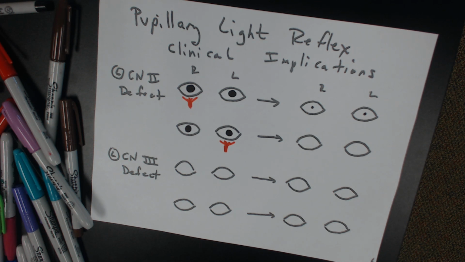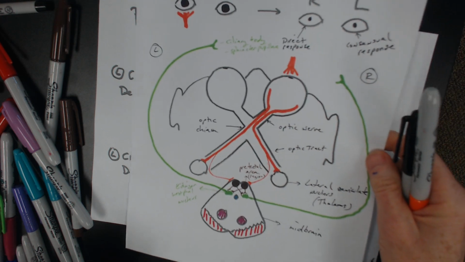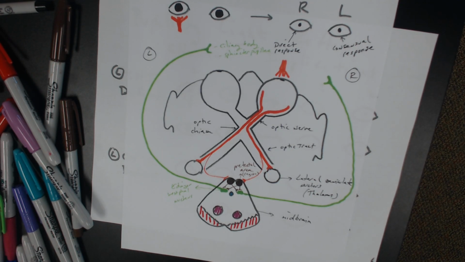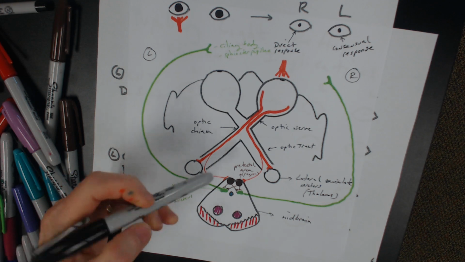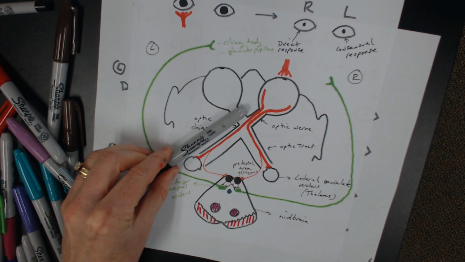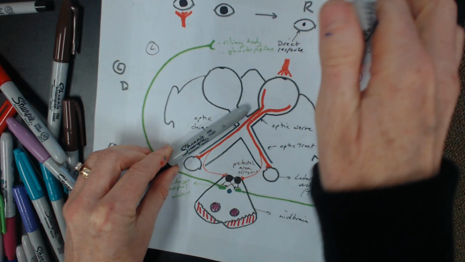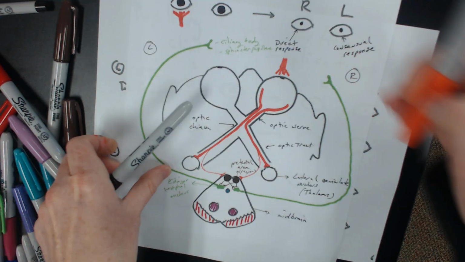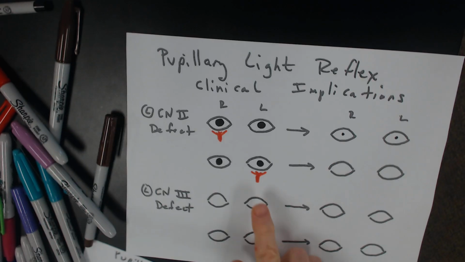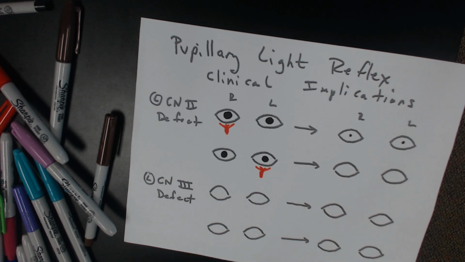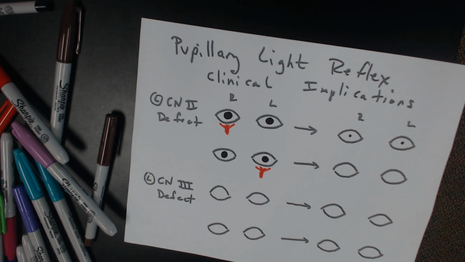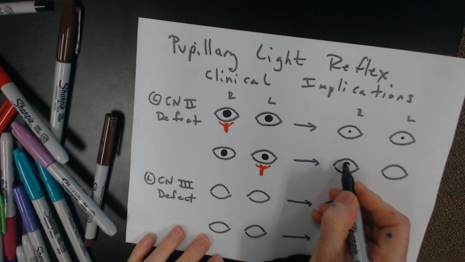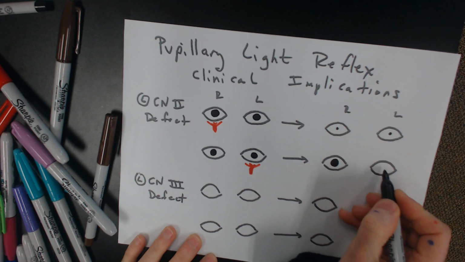Let's look at that. So I have a left cranial nerve 2 defect. That means there's absolutely no light getting through right here. Now, instead of shining the flashlight in the right eye, I've shined the flashlight here in the left eye. What should happen? Nothing. That's exactly it. No response because no light is getting through because cranial nerve 2 is broken on the left side. So what you see is no constriction.